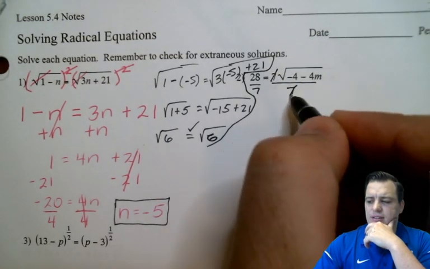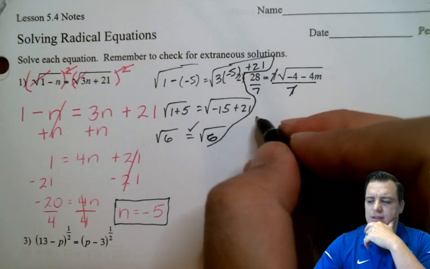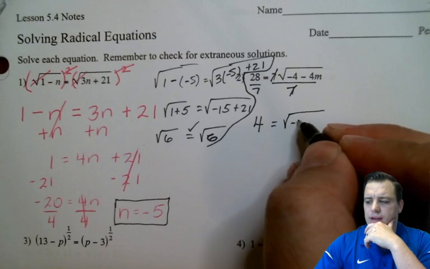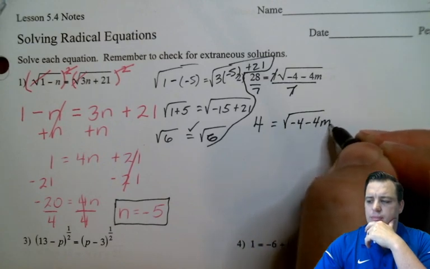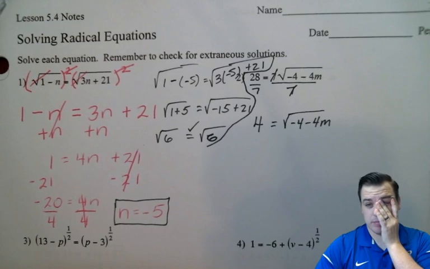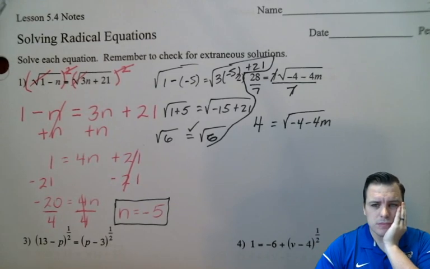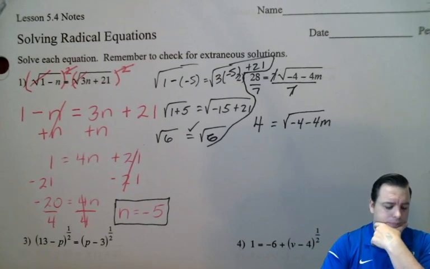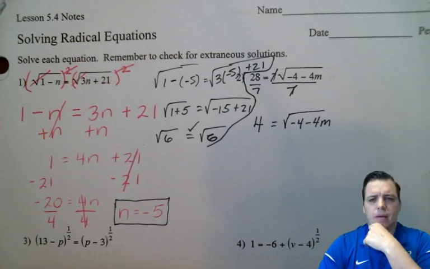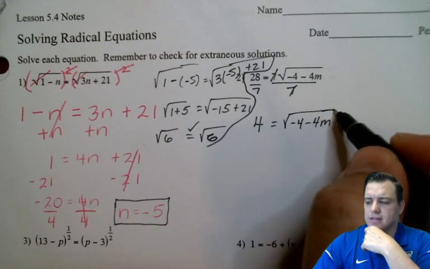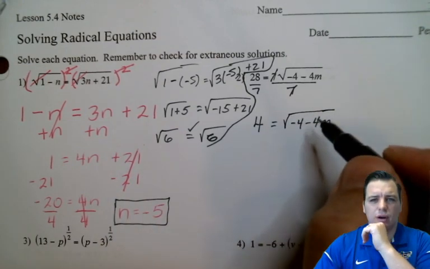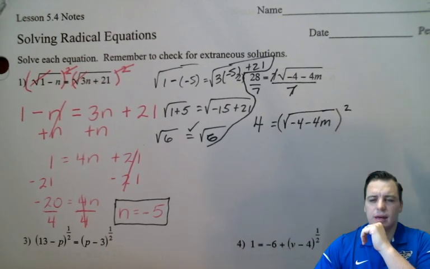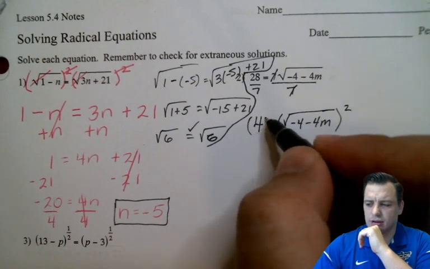The 7 and the 7 cancel there, and 28 divided by 7 is 4. And 4 is equal to the square root of -4 minus 4m. Then from here, guys, I got to get that square root off, and the only way to do that is do its inverse, which is to square it. And what I do to one side, I do to the other.